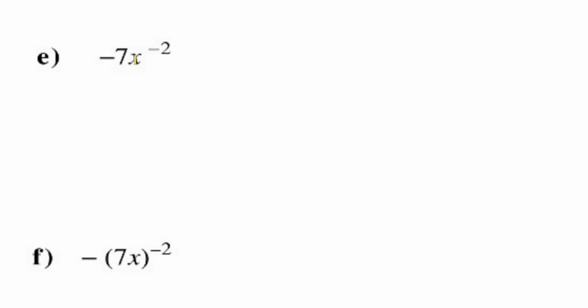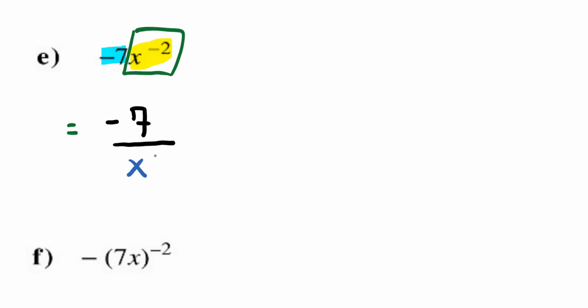Okay, this one's not too bad because the variable x to the power of negative 2, that has the negative power here. So it turns out that this negative 7, you can just write that on the numerator, and then on the denominator you can write the x with a positive power. So negative 7 divided by x to the power of 2.